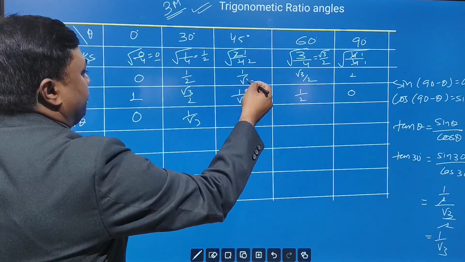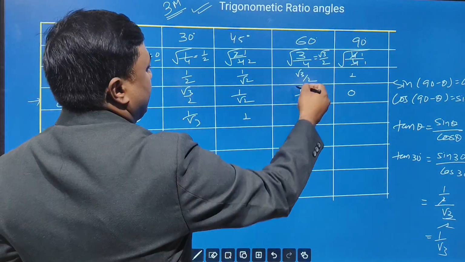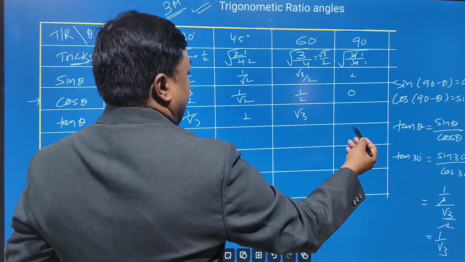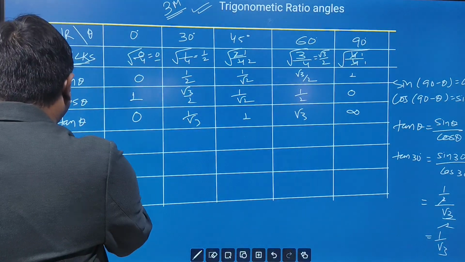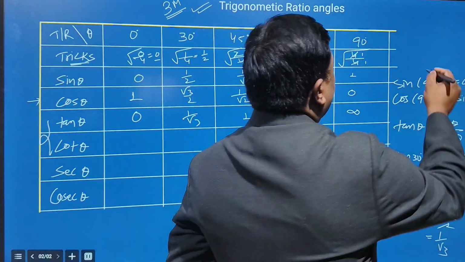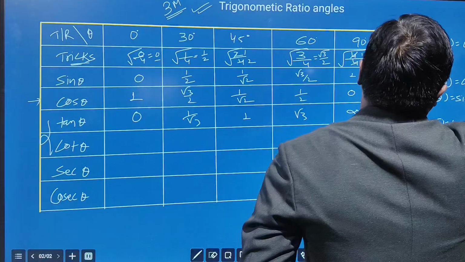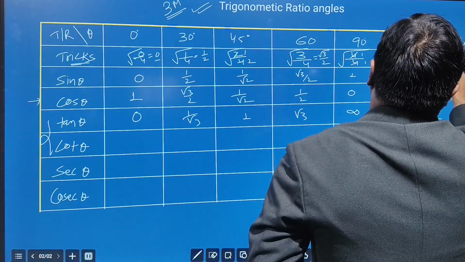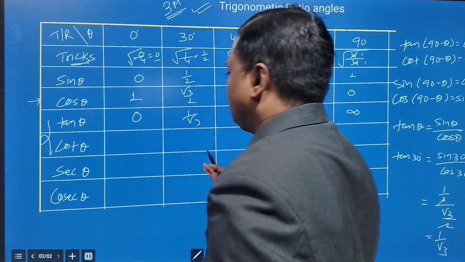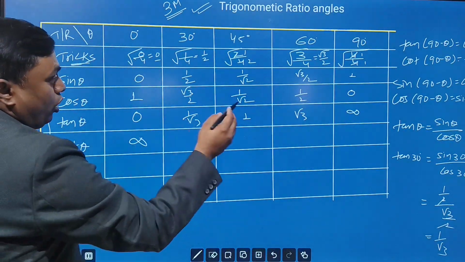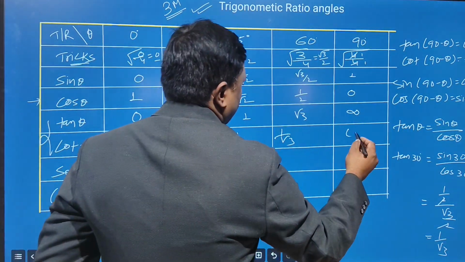Tan 45, sin 45 by cos 45, so you get 1. It gets cancelled. Tan 60, the 2 gets cancelled, so you get root 3. Tan 90, 1 by 0 is what? Not defined. Similarly, tan and cot are complementary relations. Tan of 90 minus theta is equal to cot theta, or cot of 90 minus theta is equal to tan theta. So using the relation, you can just reverse and write. So not defined, root 3, 1, 1 by root 3 and 0.